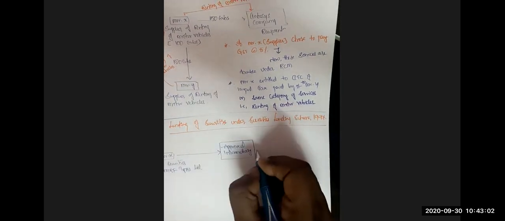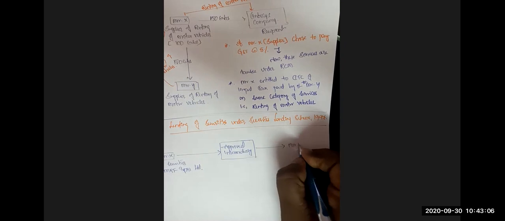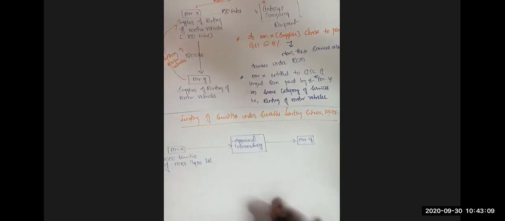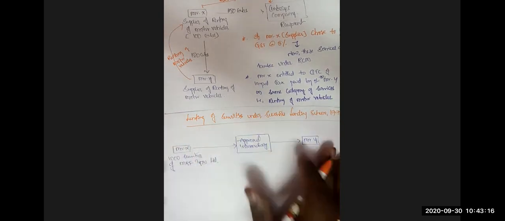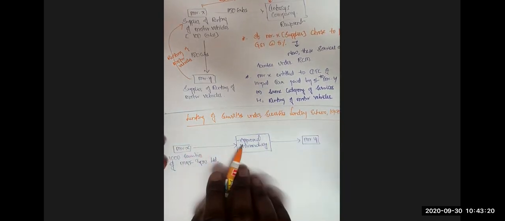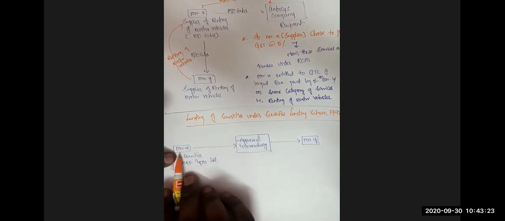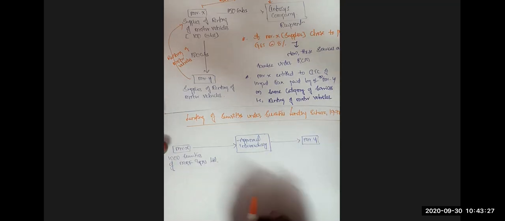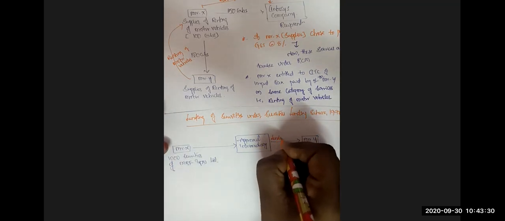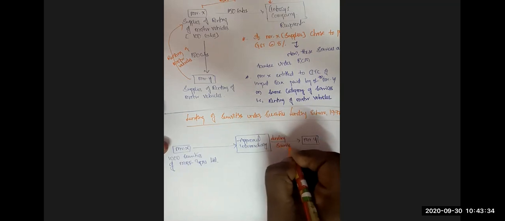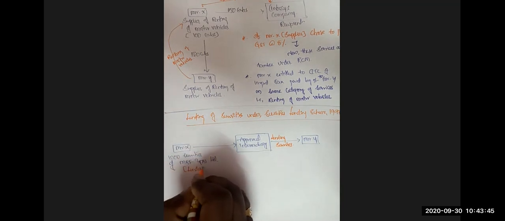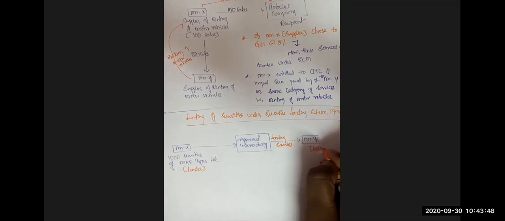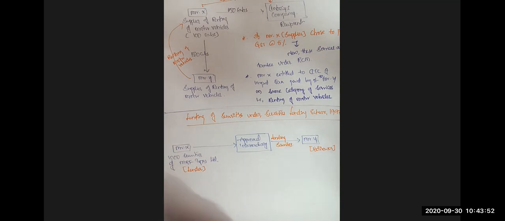Now through this approved intermediary, I am lending the securities to Mr. Y. I am giving the securities to this approved intermediary. On behalf of me, Mr. X, this approved intermediary is lending securities to Mr. Y. Now Mr. X here is said to be the lender, and Mr. Y is said to be the borrower.